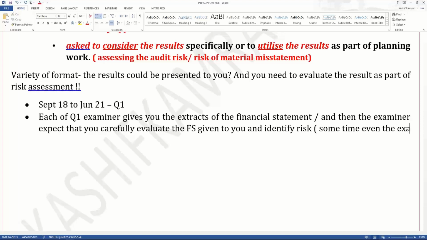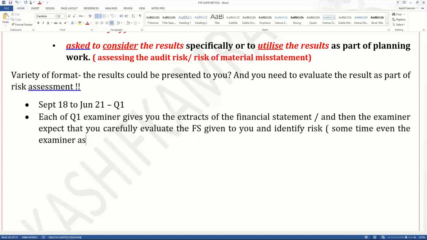Sometimes even the examiner asks you to utilize the analytical procedures. Am I right? Just before the break, we were doing the December 18 paper. Did we have the balance sheet and income statement in the December 18 paper?